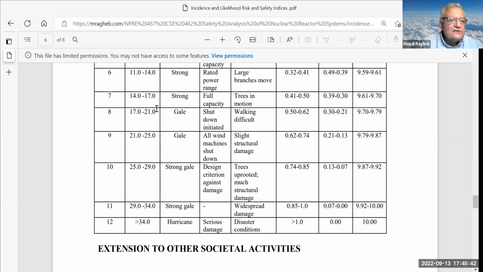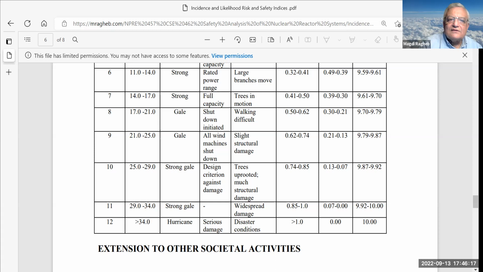But when you start reaching the gale level on the Beaufort scale, the control mechanism is that you start shutting down your wind turbine. And if you get a strong gale, then at 25 meters per second, all wind machines have to be shut down, otherwise they'll disintegrate. At 29, this is the design criterion against damage. In hurricanes, all wind turbines will basically undergo serious damage.